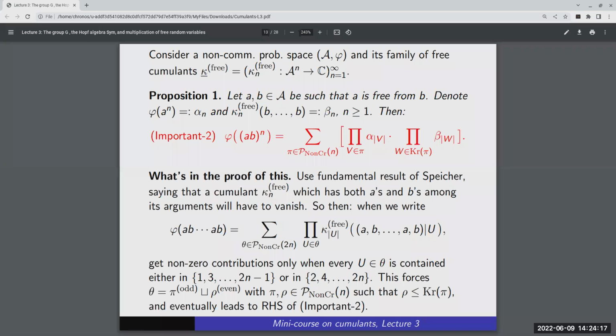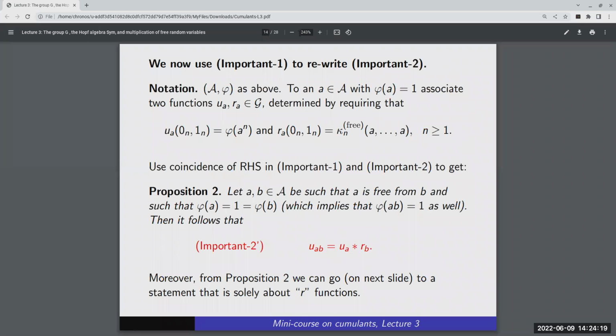Okay. So now combine important 1 and important 2. They had the same right hand side. So look what I do, I do the following gimmick. If I take an element in my non-commutative probability space which has phi of a equals 1, I create some multiplicative functions. Let me call them U sub a and R sub a.